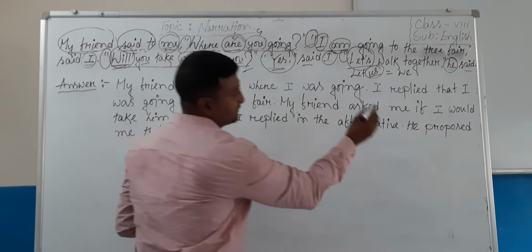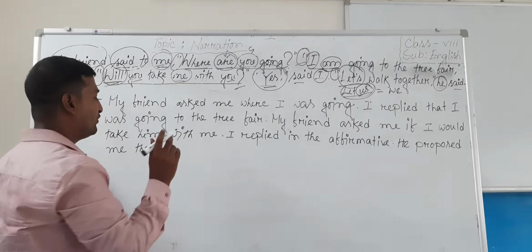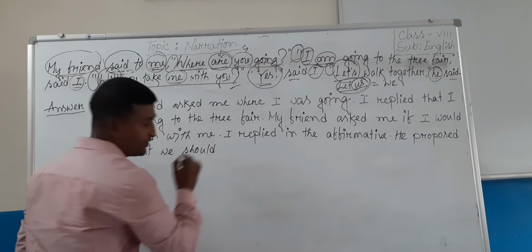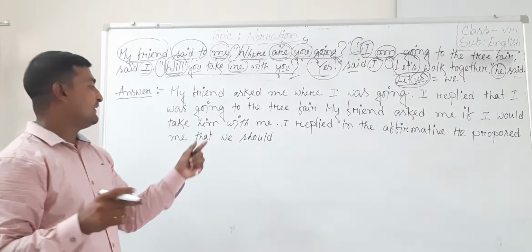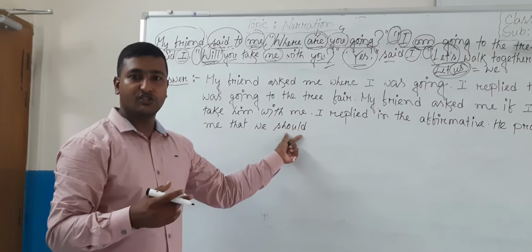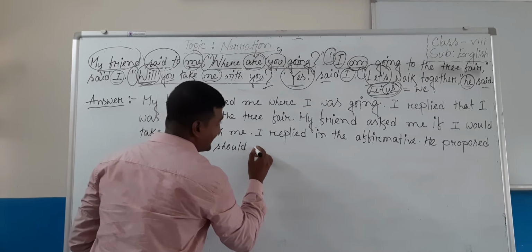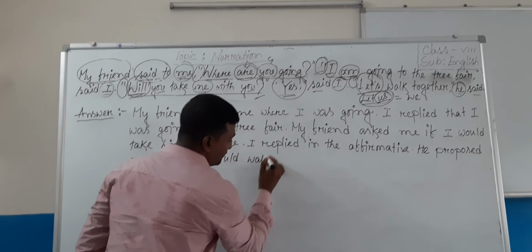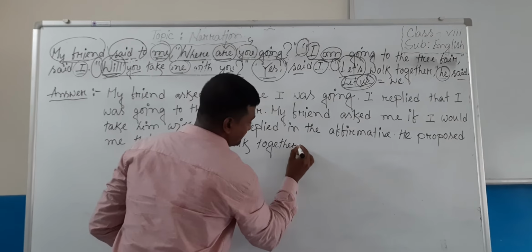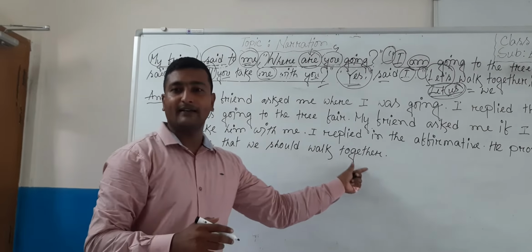Then, propose let's or let us. If we get let or let us, we have to use the modal auxiliary verb should. We have to use after the subject we or they, then should, then the verb plus the rest of the sentence. Should work together. He proposed me that we should work together.